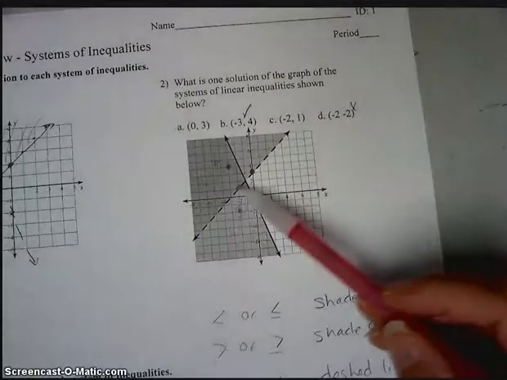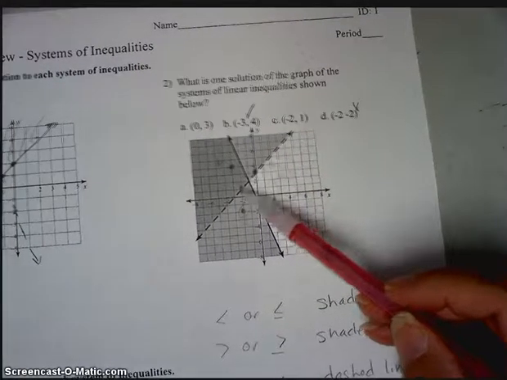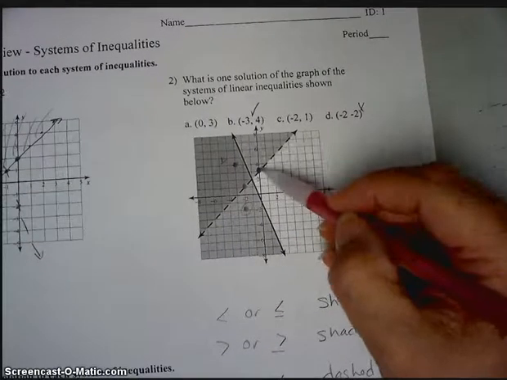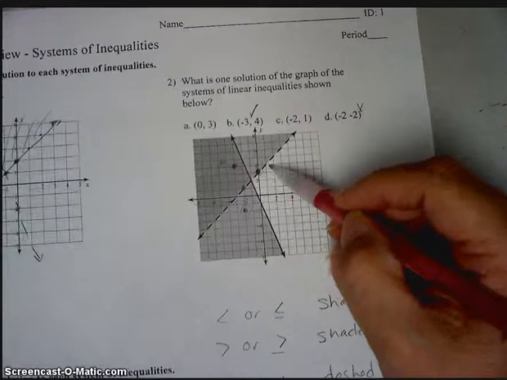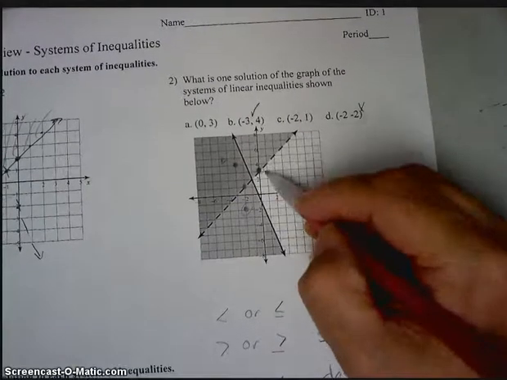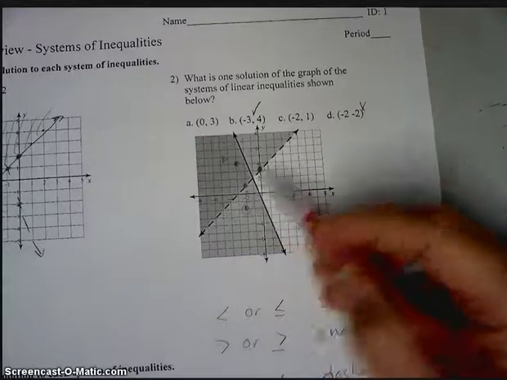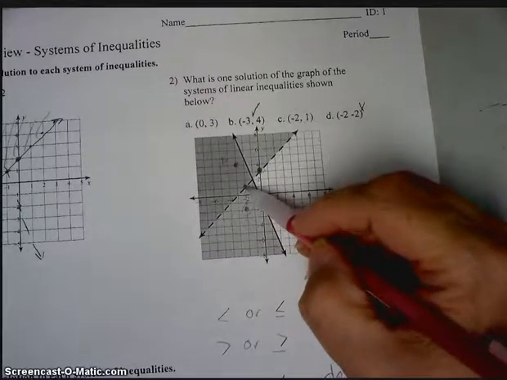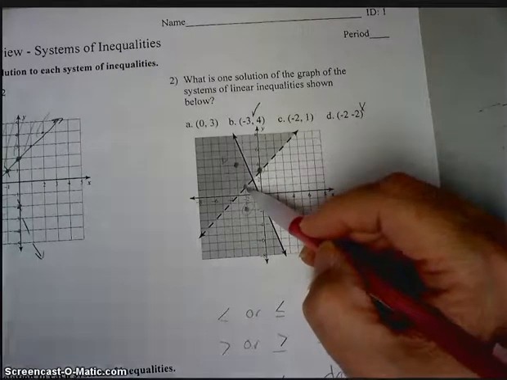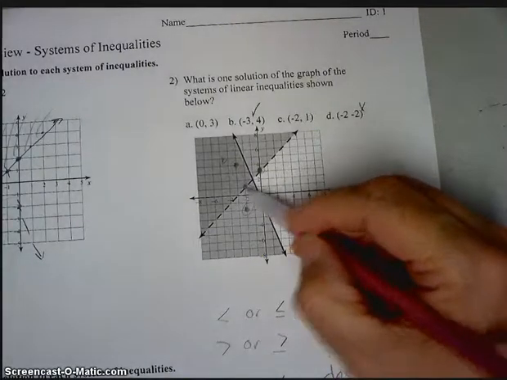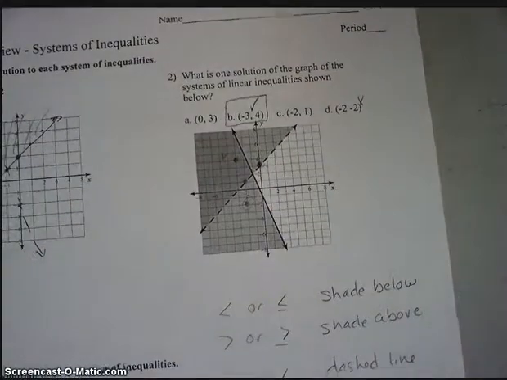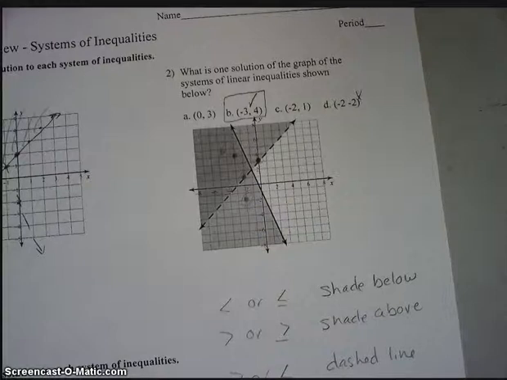But now I'm looking at A and C, and they are on the dashed line. A definitely would not be because it's only in one region, but it's on this dashed line. Remember, the dashed line just means less than or greater than. It does not mean equal to, so this would not be. The same thing goes for point C, because while it's in the shaded region of both, it's on this line, and that means less than, not or equal to, so this would not be. So the only solution here is B.